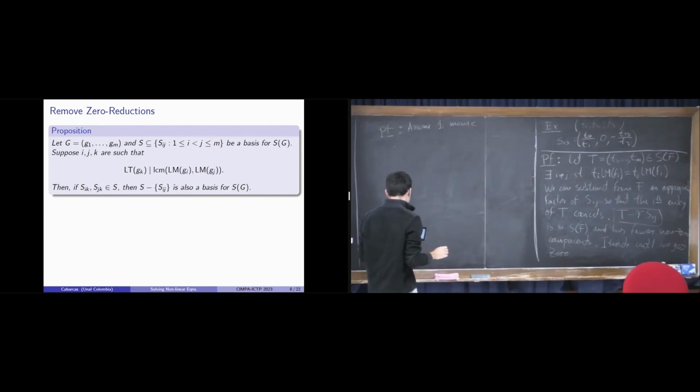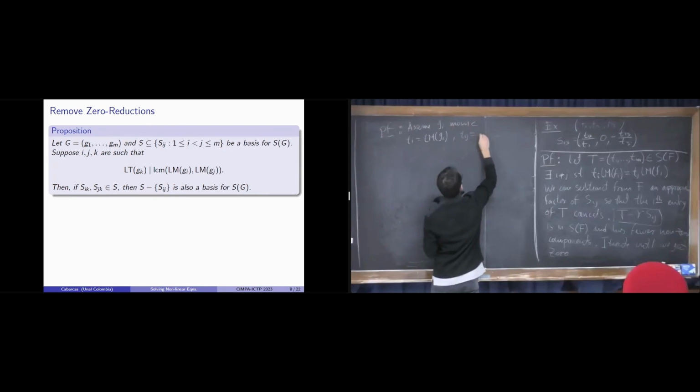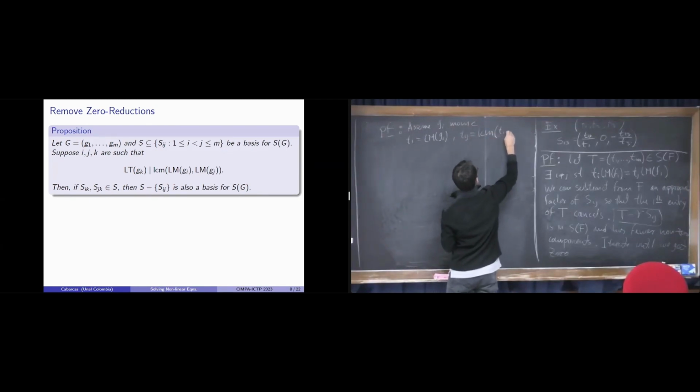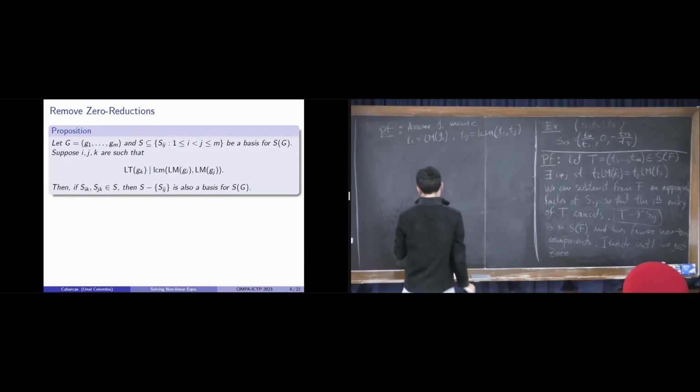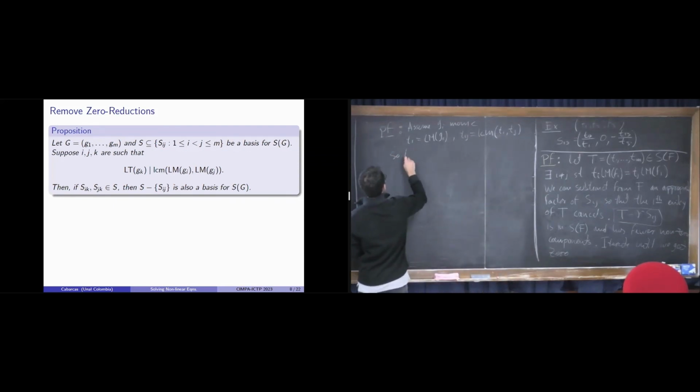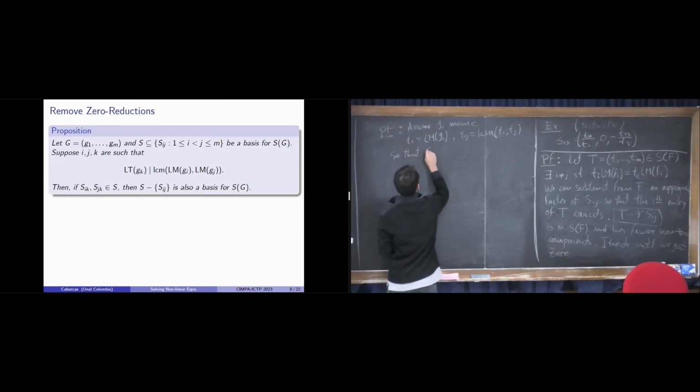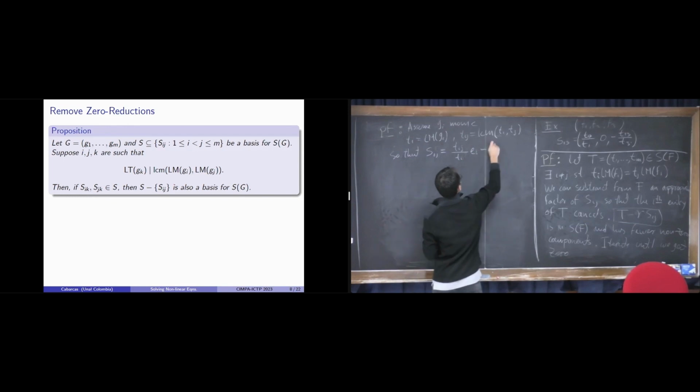And let's give some names here so that we can write things easier. So let's call Ti the leading monomial of Gi, and Tij the least common multiple of Ti and Tj, so that Sij is simply Tij over Ti in position Ei minus Tij over Tj in position Ej. Okay.